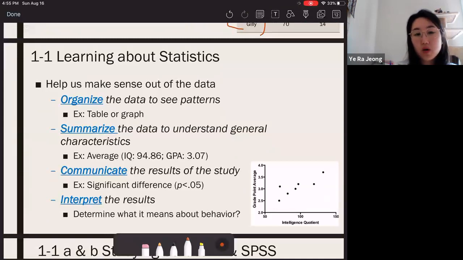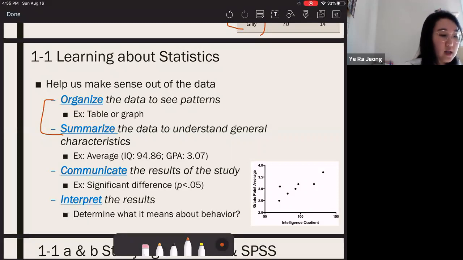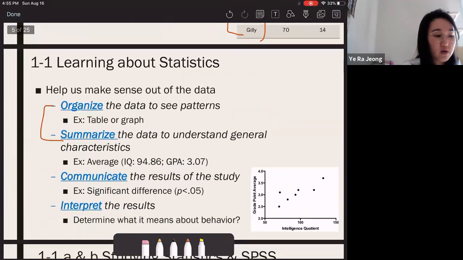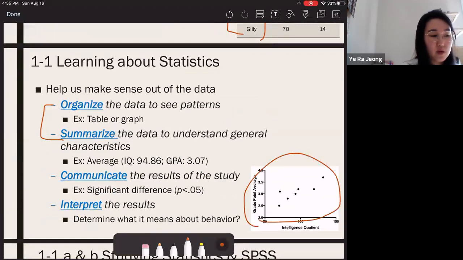Statistics serves 4 large functions to help us make sense of the data when we have them. The first 2 are to organize and summarize the data. First, when we have raw data, they are very hard to see patterns in unless they are organized in a meaningful way. So we organize this data either in the table that you saw in this slide or the graph like this. When you organize the data into a table or graph, it helps us to recognize a pattern more easily.